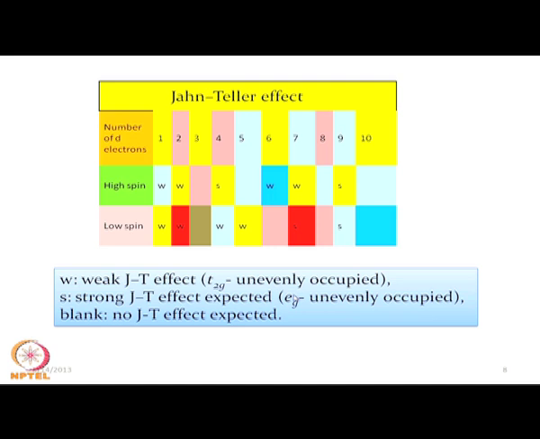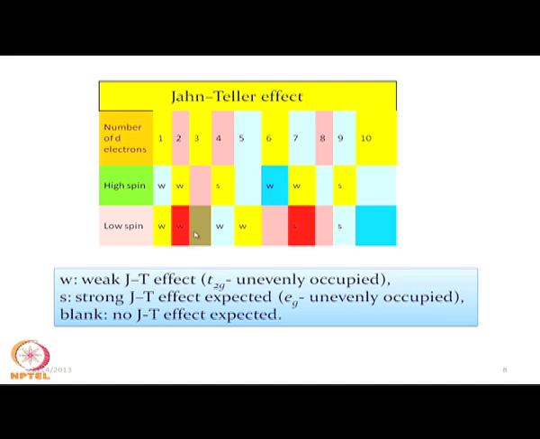So, the Eg level in the case of copper 2 plus has 3 electrons, and those 3 electrons should be unevenly occupied in this Eg level, and that is why the Eg level will undergo the corresponding distortion, which is the Z-type distortion.